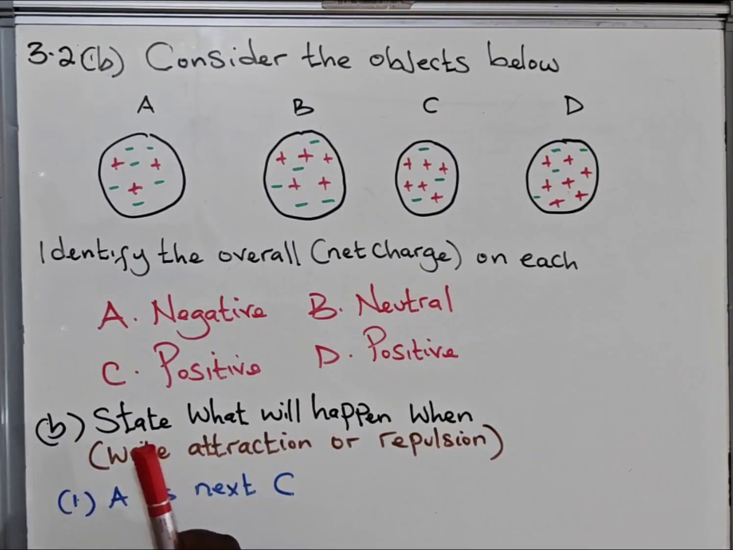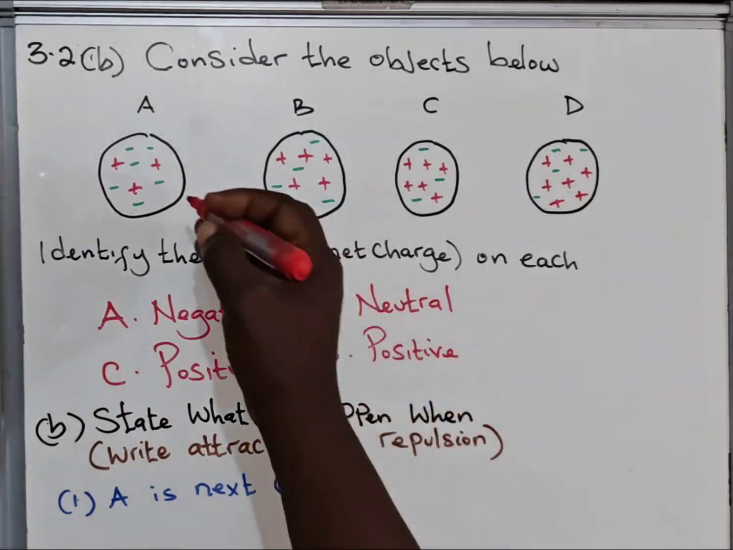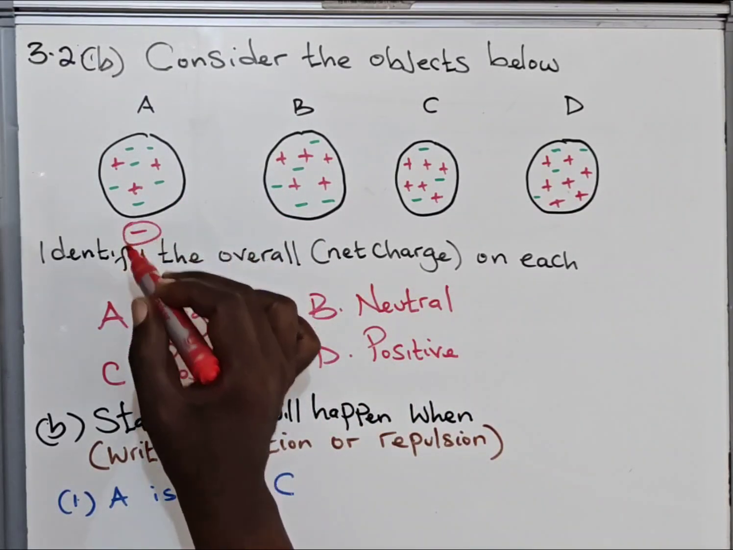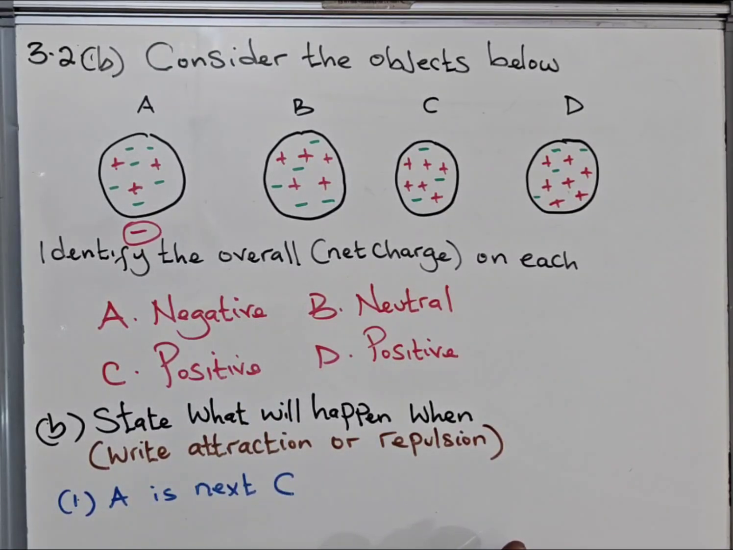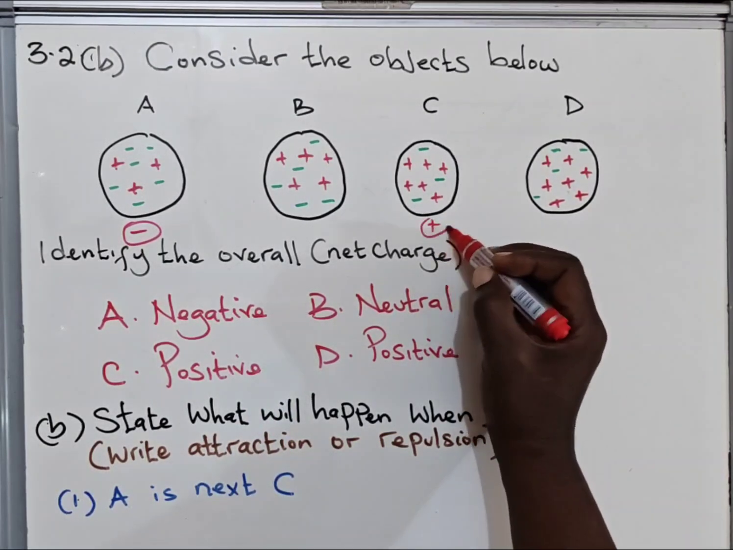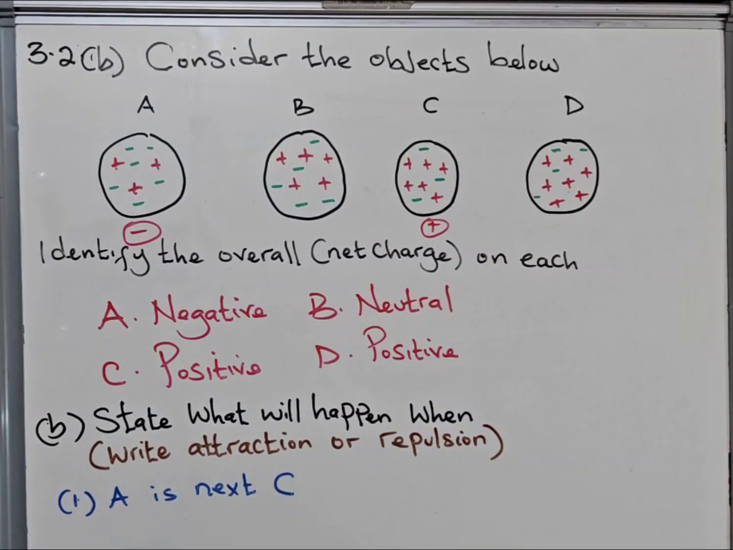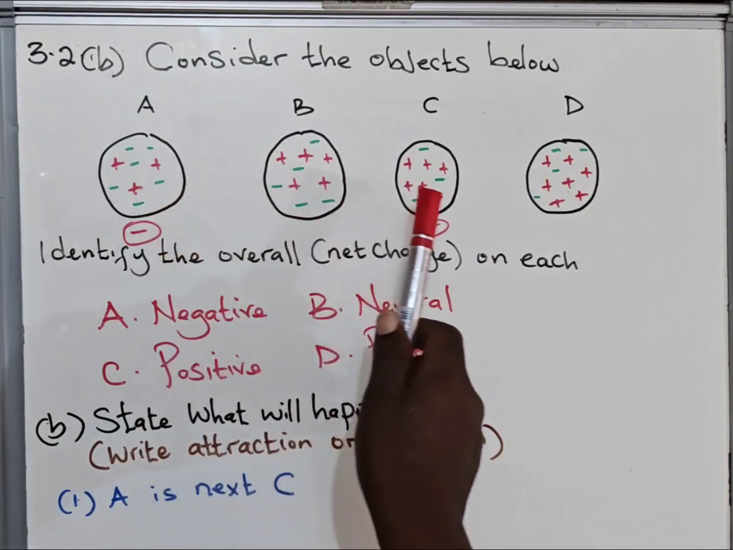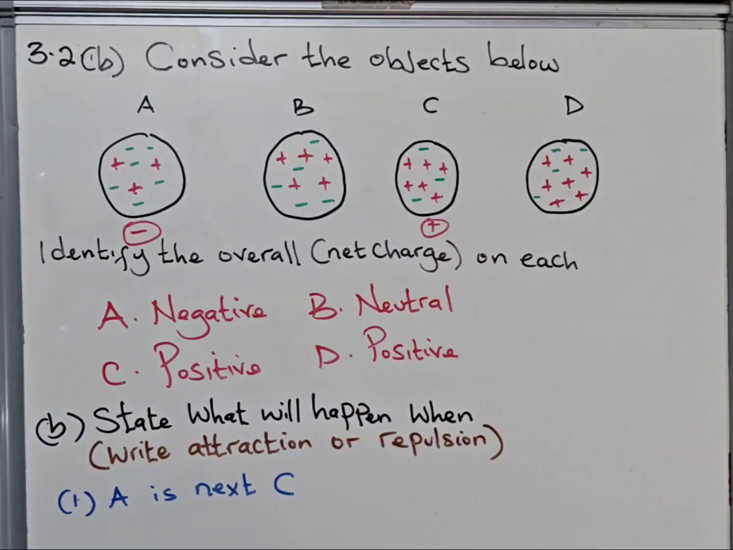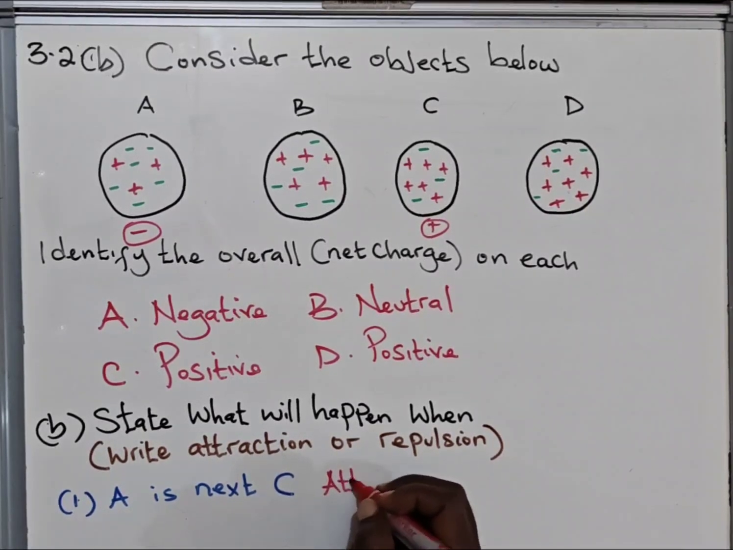Then we come to this question. It says state what will happen, write attraction or repulsion, when A is next to C. To answer this question, you need to know the net charge on A. We found it to be negative. What is the net charge on C? It is positive. So we are seeing a situation where a positive is next to a negative. What happens when a positive is near a negative? What happens is attraction.